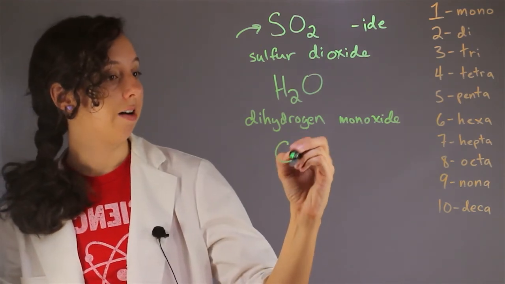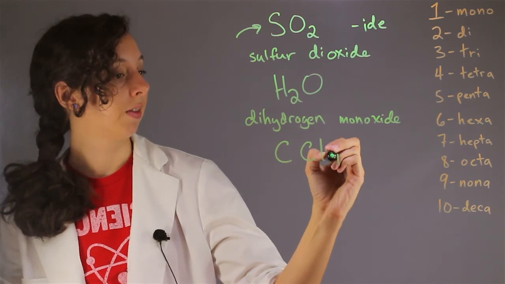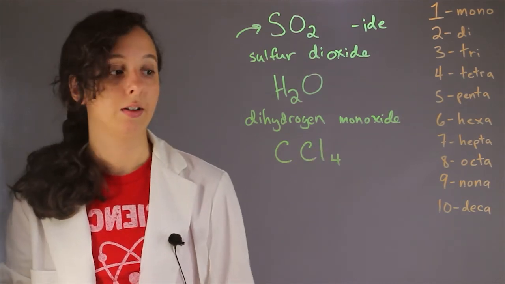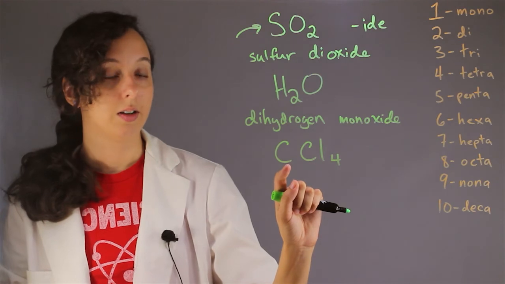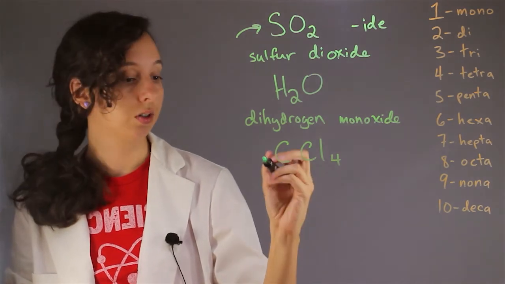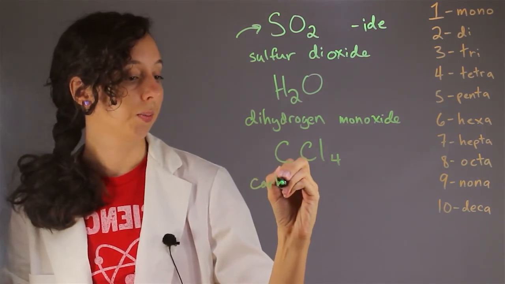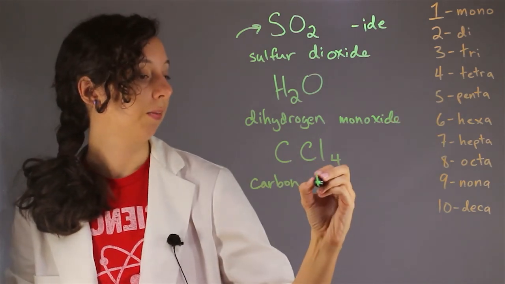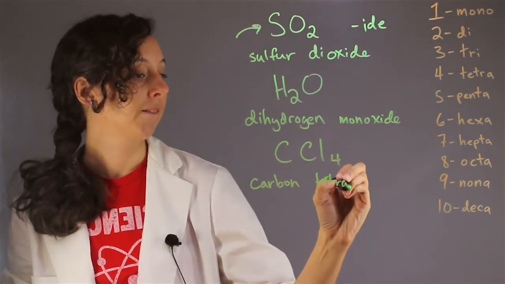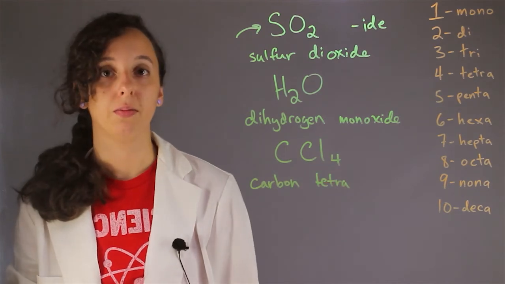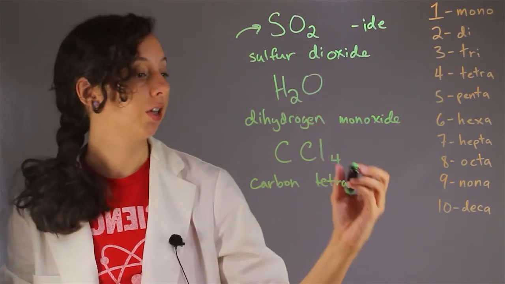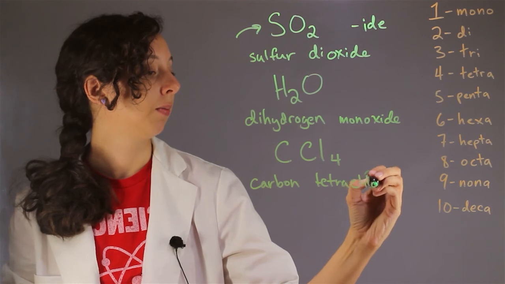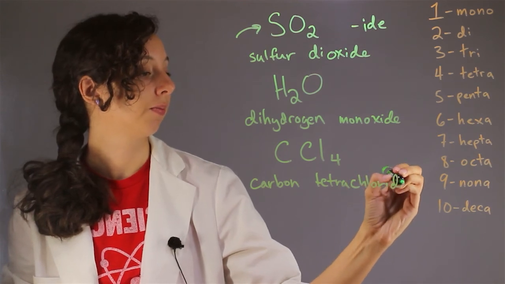So if we have this guy, we can name it carbon with no mono since it's first. Now I have to look for 4, tetra. And this Cl stands for chlorine, but again, we're going to end in ide, so chloride. And that's it.